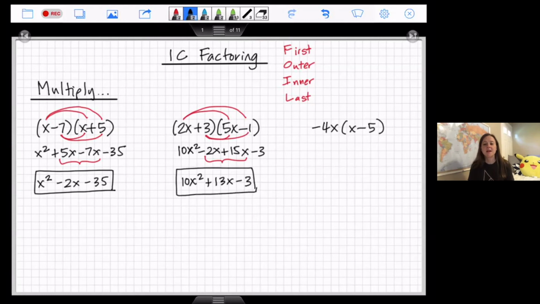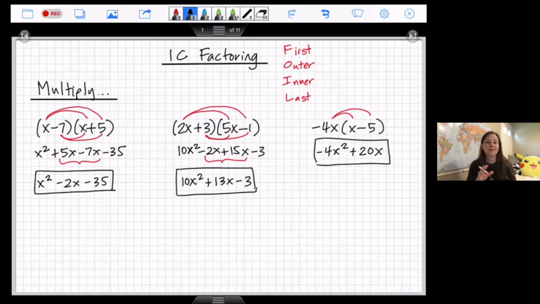All right, the last one on the right is not a FOIL. We just have that negative 4x term. This is where we want to distribute this to both terms in the parentheses. So this one's actually a little bit easier. I get negative 4x times x, and then negative 4x times negative 5, that's going to give me a positive 20x.